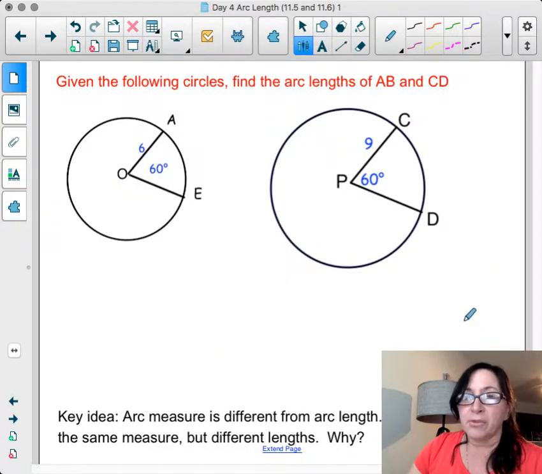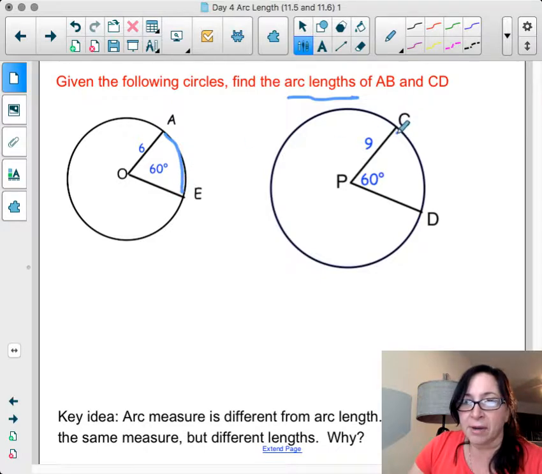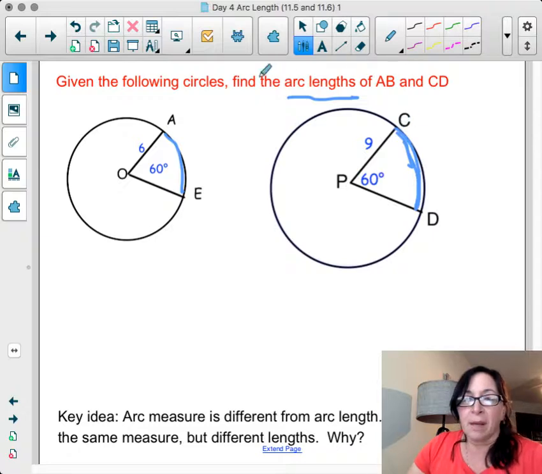So here's 2 examples. Given the following circles, find the arc length. I'm just looking for the arc length. I think that should be AE. So I'm going to look for this arc length right here, and CD, I'm going to try to find this arc length right around here.